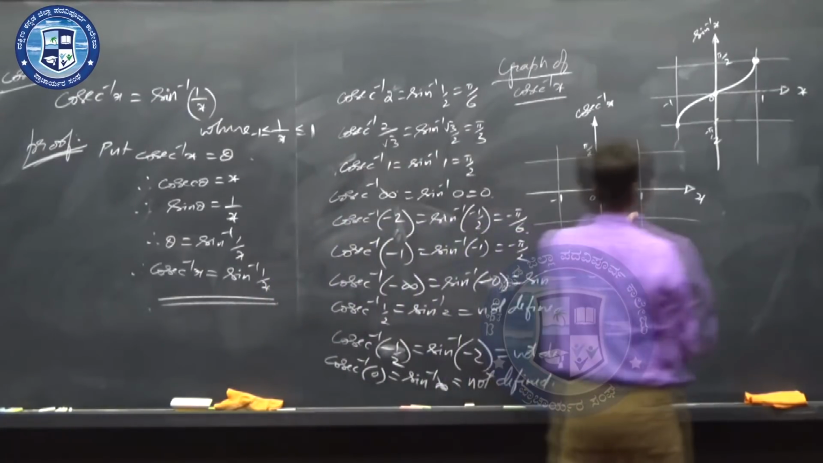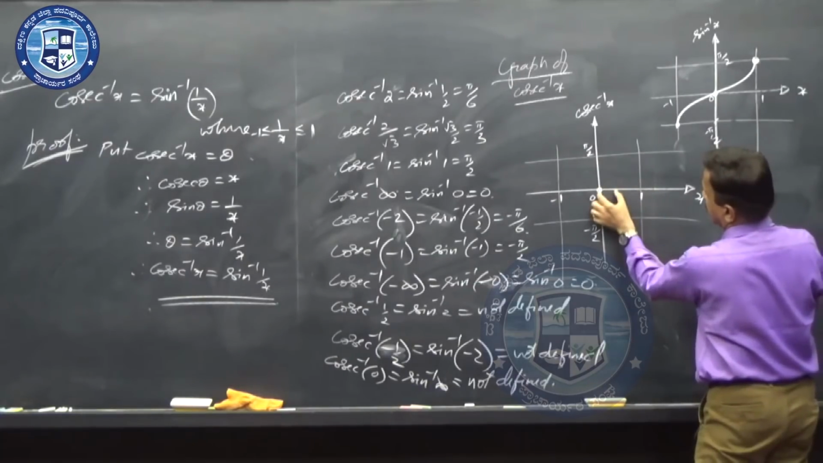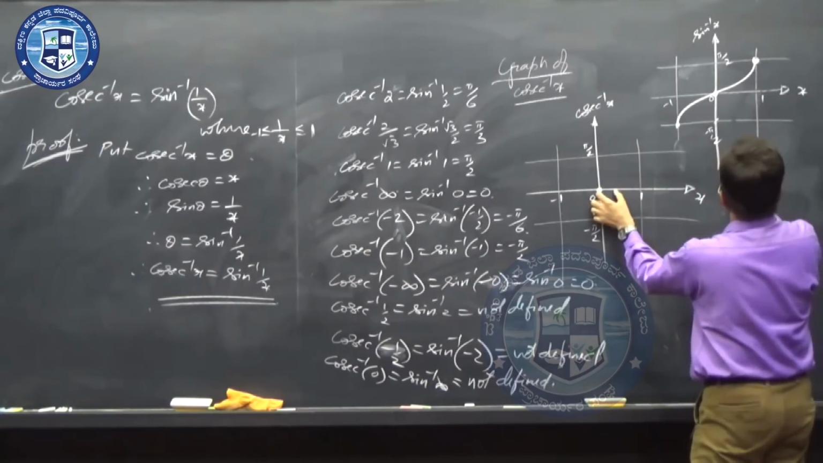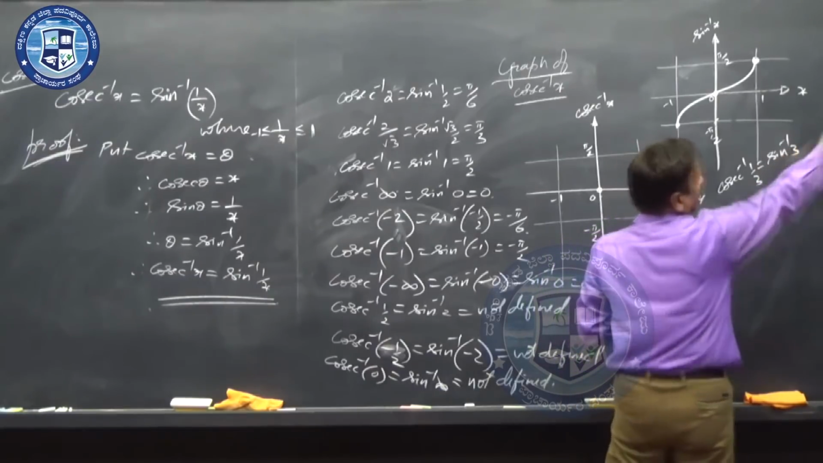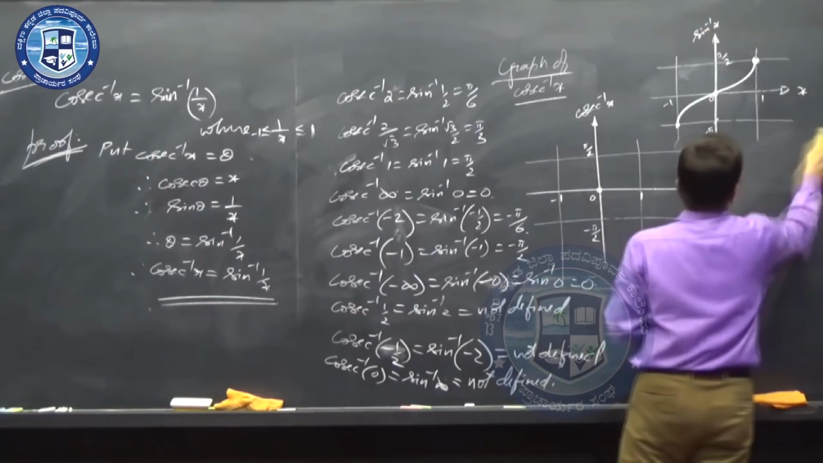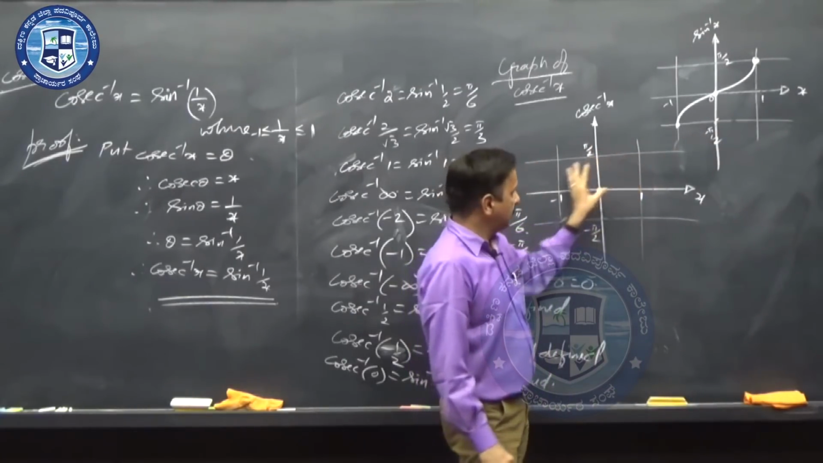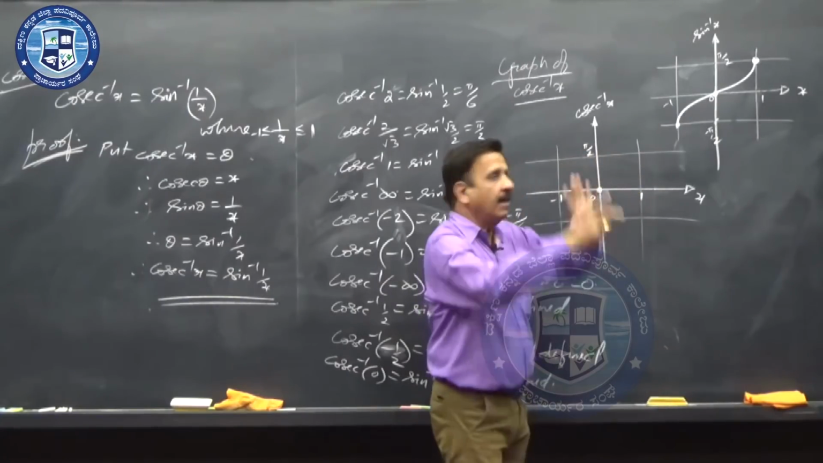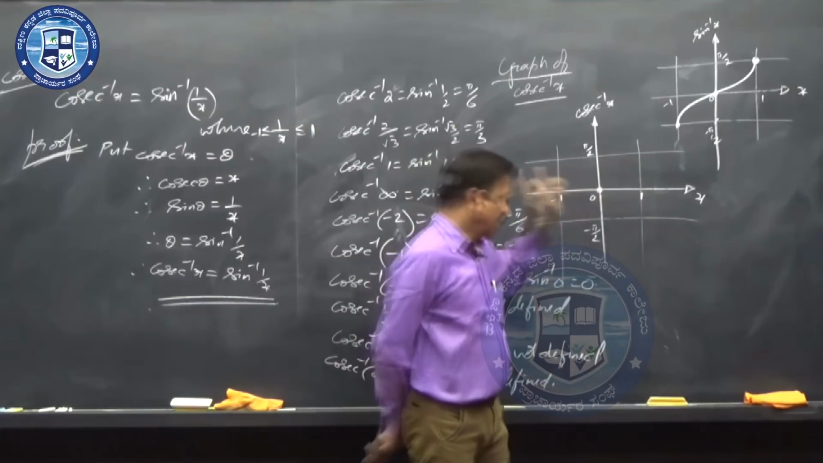You take what you want to take. If you take 1 by 3, 1 by 3 comes here. 0 is here, 1 is here, 1/3. So, cosec inverse 1 by 3 is equal to sine inverse 3. It does not carry any meaning. Sine inverse of more than 1 is not defined. That is why this is a no man's zone, no man's region. The entire graph does not exist between minus 1 and plus 1, it does not exist.